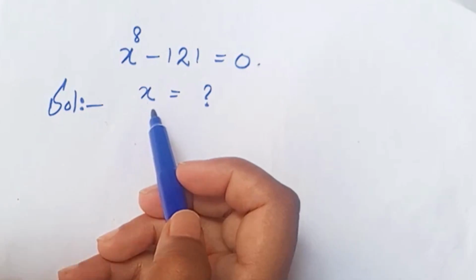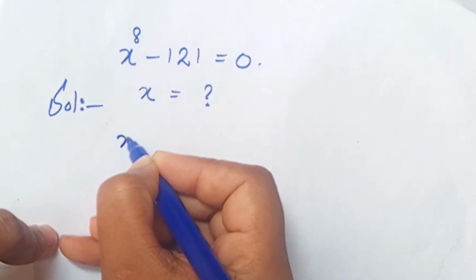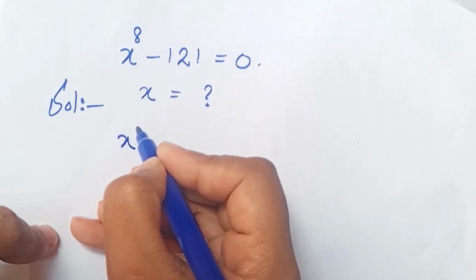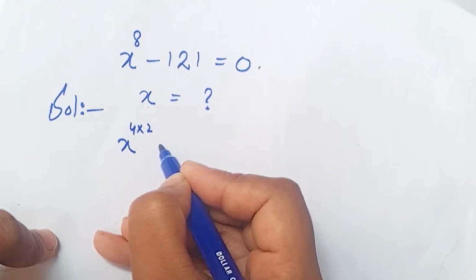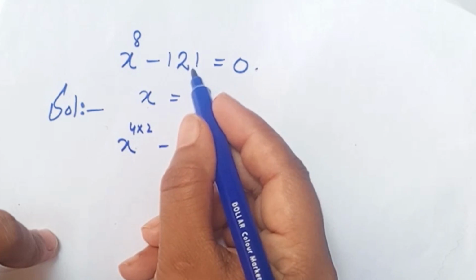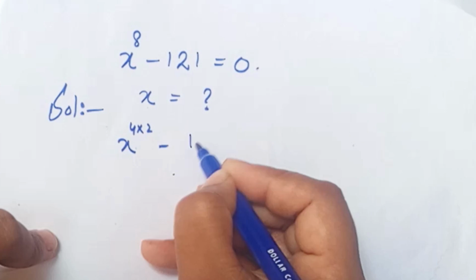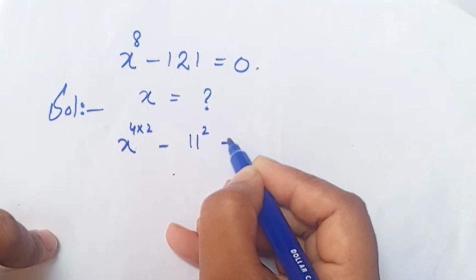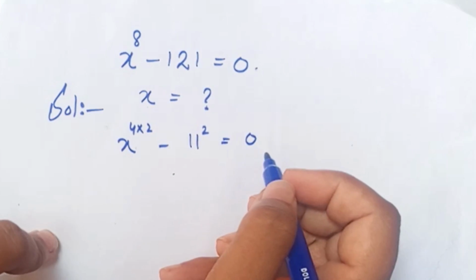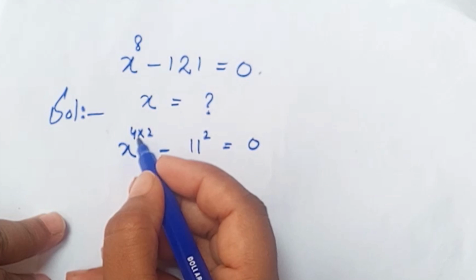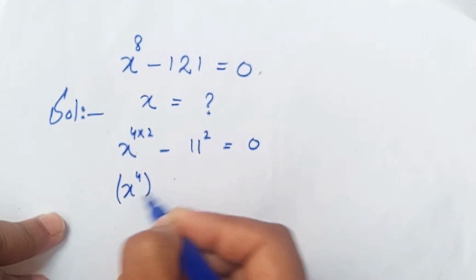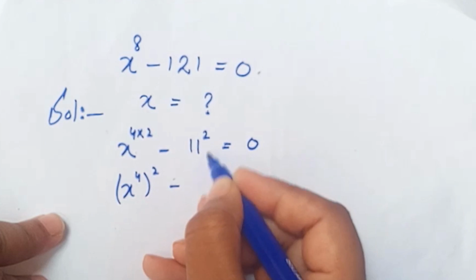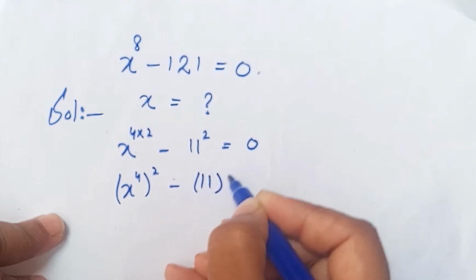So let's start. Look at this first term, x raised to the power 8. We write this 8 as 4 multiplied by 2. Minus 121: we write this as 11 square, which is equal to 121. Now we write x raised to the power 4 multiplied by 2 as x raised to the power 4, then multiplied by 2, minus 11 raised to the power 2.